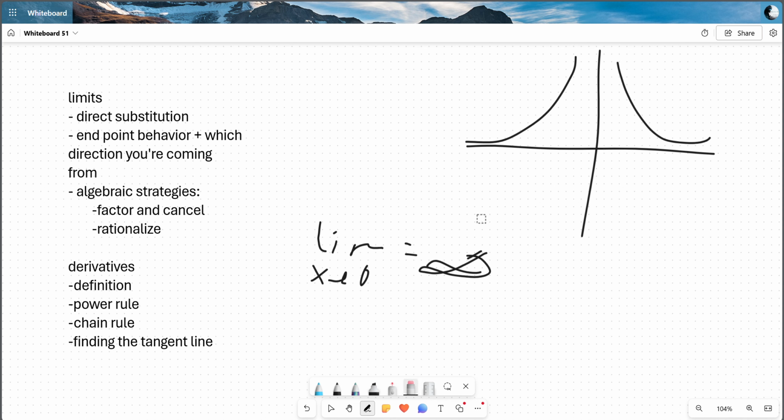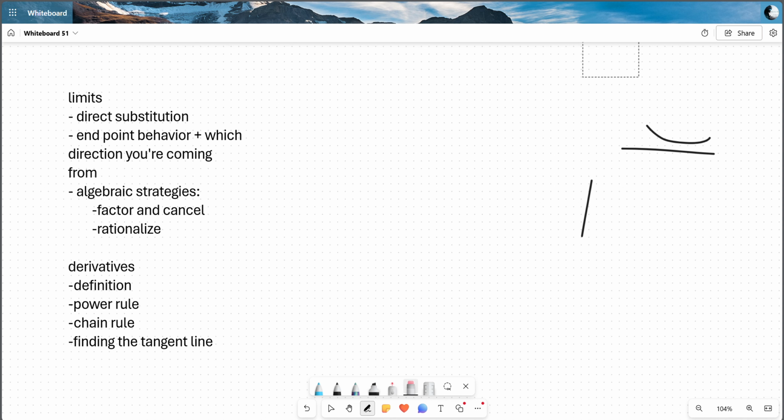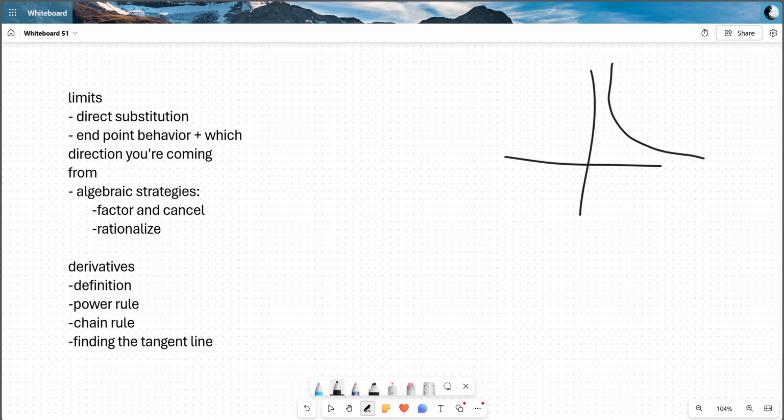What if instead the function is 1 over x, which looks something like this, and then like that. What would the limit x tends to 0 of this function be? Take a second to think about it. Basically, we can see that this is going to positive infinity, this is going to negative infinity. They're not equal to the same value.